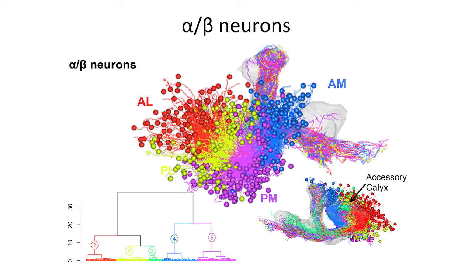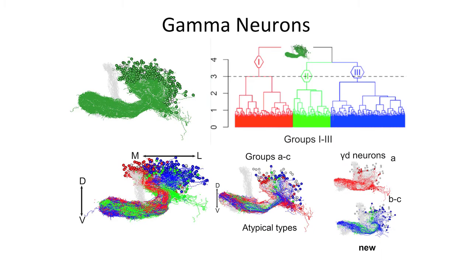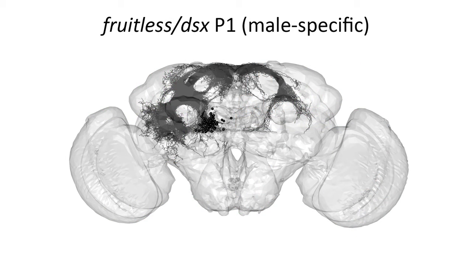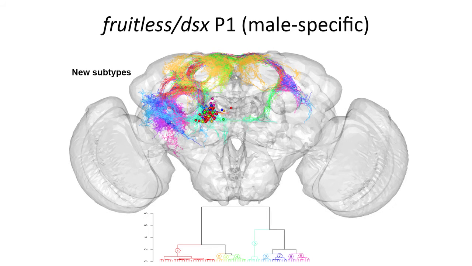Our classification of the alpha beta neurons reflected the known hierarchy that's already known, and that shows that NBLAST works. For the gamma neuron type, we were able to find new subtypes that have not yet been described. Another cell type we analyzed was the P1 neurons. These are sexually dimorphic neurons involved in courtship. What our analysis of male P1 neurons showed was that there were actually 9 subtypes we were able to distinguish, and some of these are new and not yet been described.